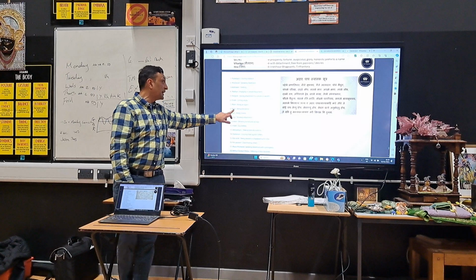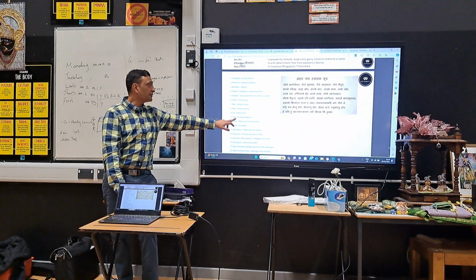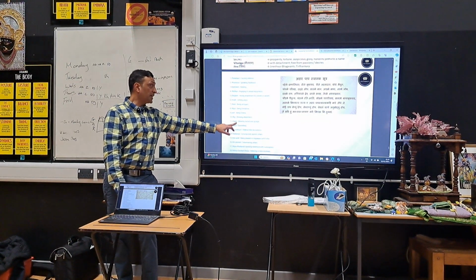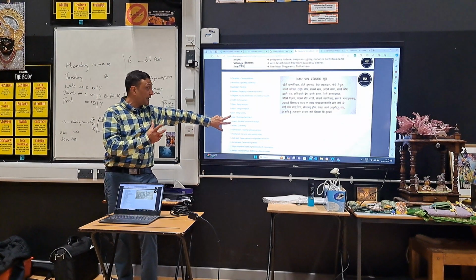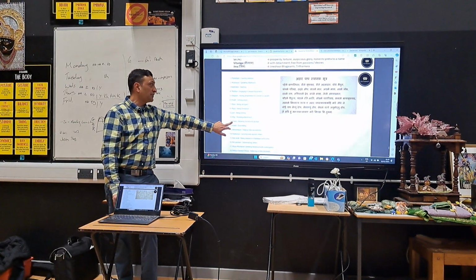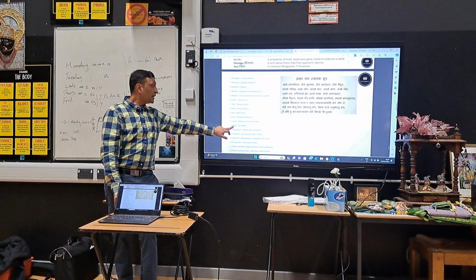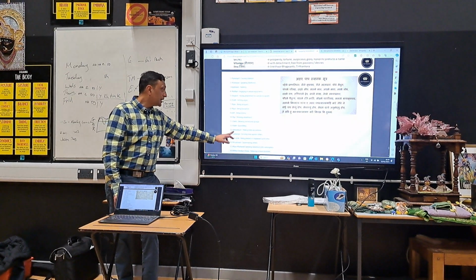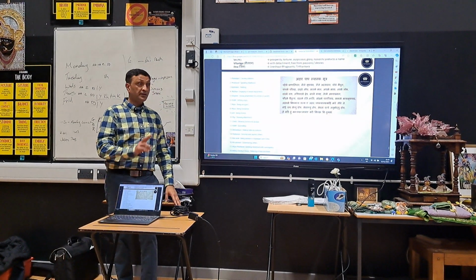So that's being deceptive, Maya. Lobh, greedy. Rag means shown attachment, dvesh means hatred. So rag and dvesh come together in a pair: excessive attachment and excessive hatred. Kalha means quarreling. Abhyakhyan means false accusations.